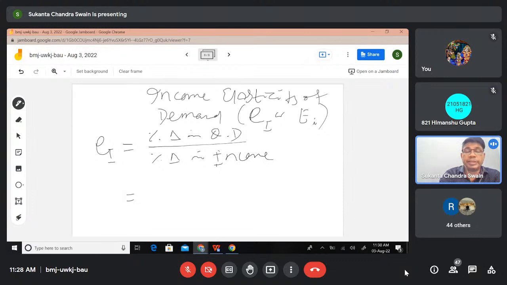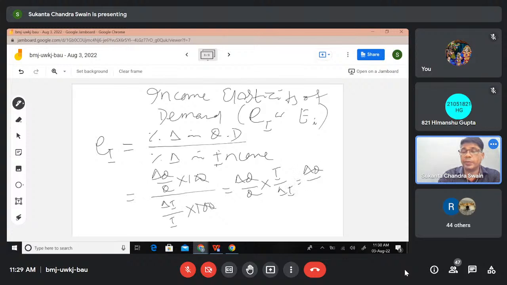So it will be del Q by Q into 100, percentage change in quantity demanded, by percentage change in income, which will be del I, change in income by original income, into 100. So if you simplify it, del Q by Q into I by del I is equal to del Q by del I into I by Q.